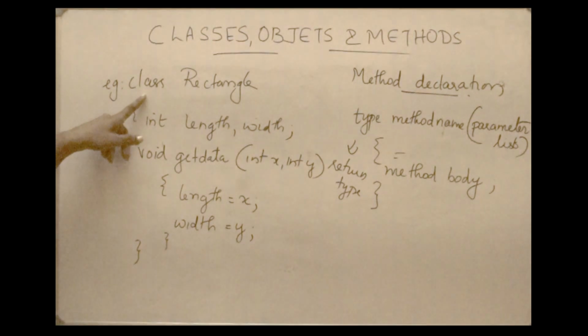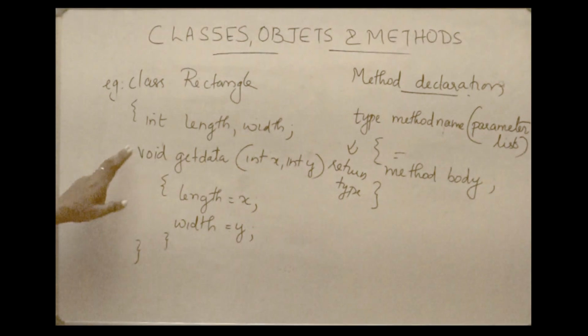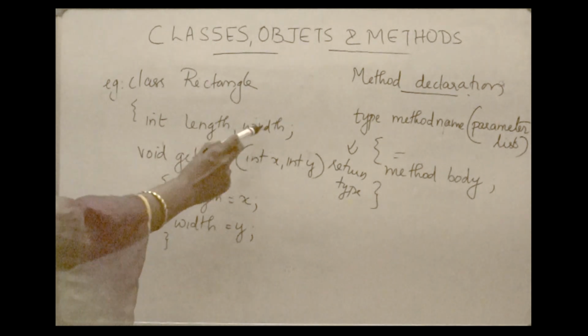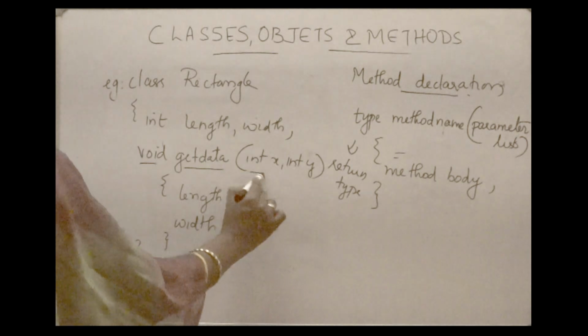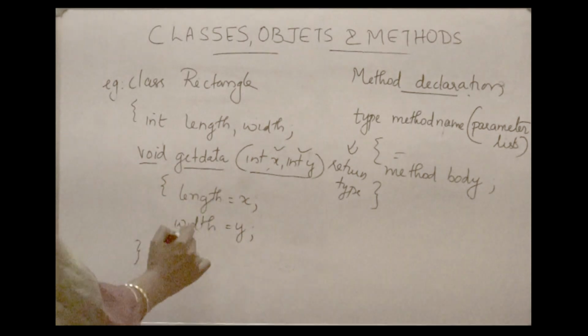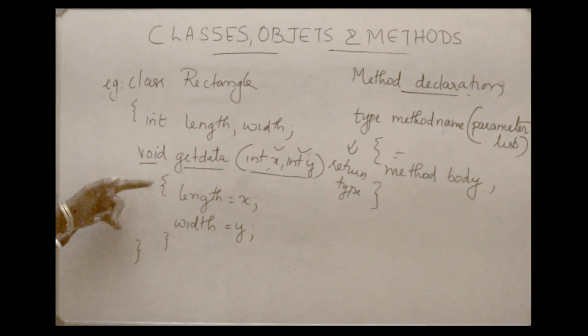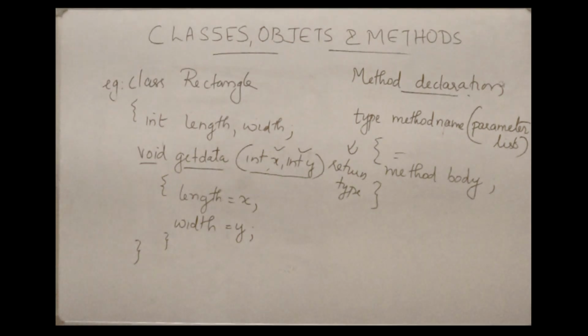So this is the example for method declaration. The same class is rewritten with a method inside it. The same class Rectangle with int length and width. Then comes void getData with the two parameters, int x and int y, and length is assigned the value x and width is assigned the value y. Almost similar to the syntax in C++. Void is the return type, that is, this function is not returning anything. The name of the function is getData. So this is an example of method declaration.